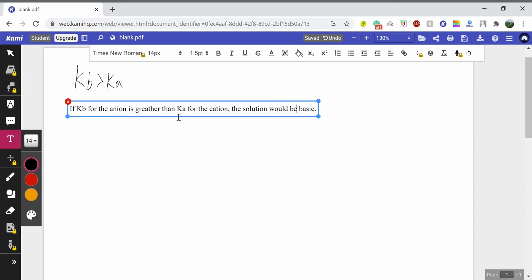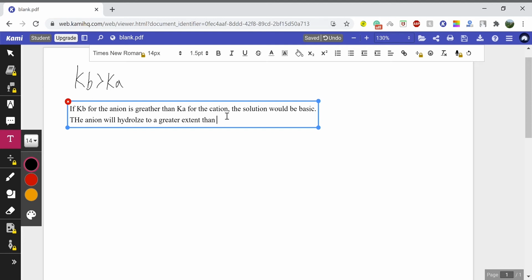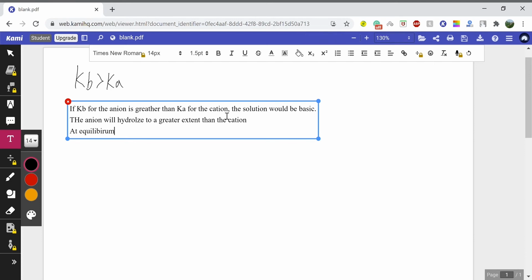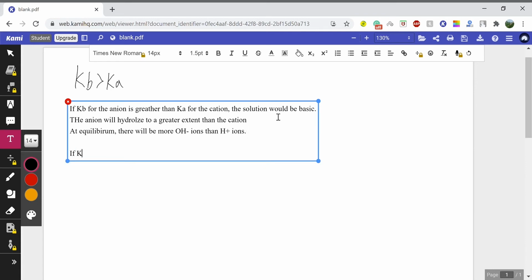Now in this case, when the Kb is greater than the Ka, the anion will hydrolyze to a greater extent than the cation, and at equilibrium there will be more OH minus ions than H plus ions, which makes it more basic. Now if Ka equals Kb, then that means the Kb of the anion is approximately equal to the Ka of the cation, and the solution will be neutral.